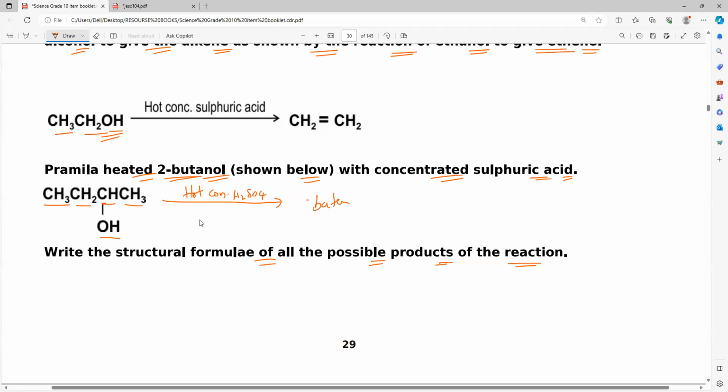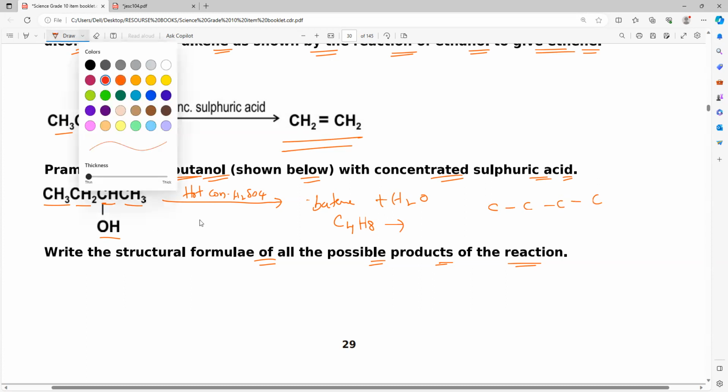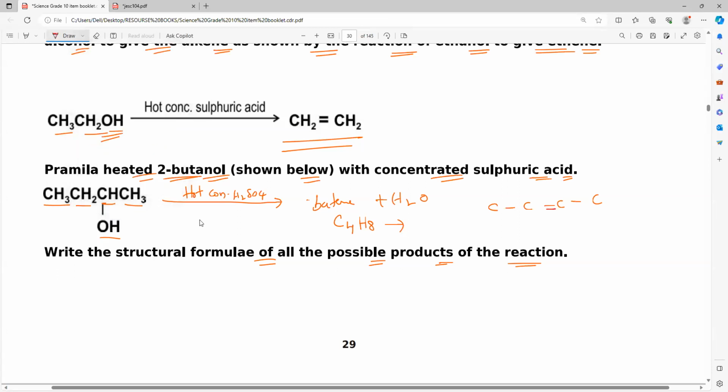So what is the butene formula? C4H8. Correct. So what is the structure? Draw the structure: C single bond C, then a double bond. It is ene, so at least one double bond minimum. Wherever you want, you can put it. I will put it here.